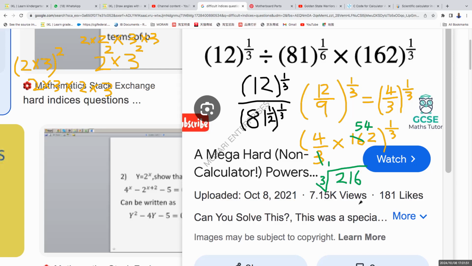How did you get 192? 36 times 6. It's not 180 plus 36. Oh, 36 times 6. Is it not 30 times 6 and then 6 times 6? 30 times 6 is it not 180? 6 times 6 is it not 36? 180 plus 36 is what?